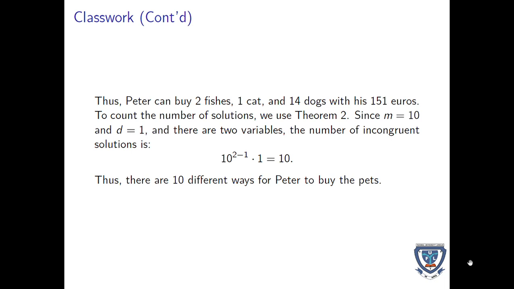To count the number of solutions, we use theorem 2, which means that since m is 10 and d is 1, and there are 2 variables, the number of incongruent solutions will be 10. Thus, there are 10 different ways for Peter to buy the pets.